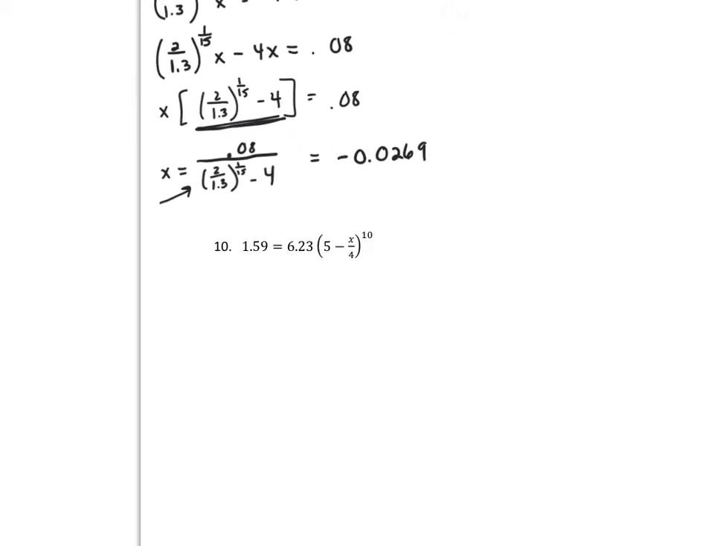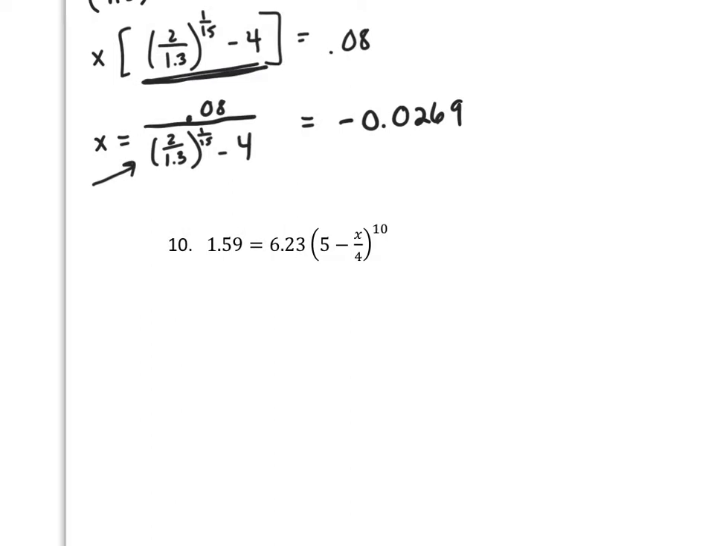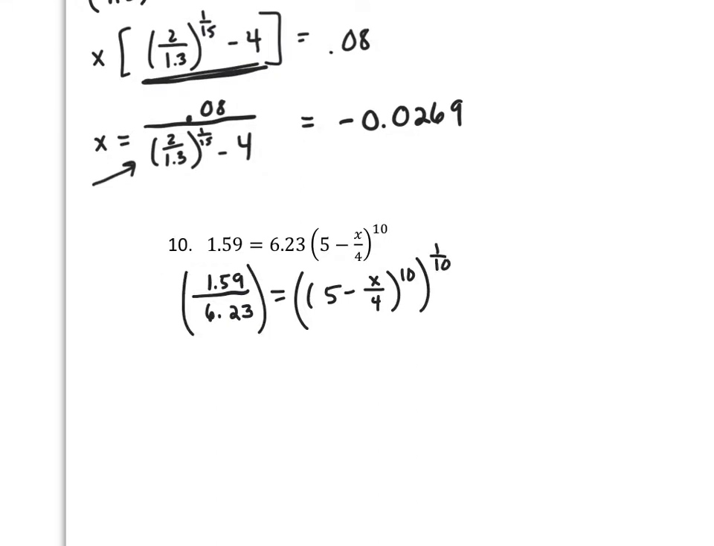All right. The next one looks very similar. We know what to do. Let's isolate our parentheses first. That's 1.59 divided by 6.23 equals 5 minus x over 4 to the 10th. What do we do now? We raise both sides to the 1/10. So when we multiply, we'll end up having just a 1.